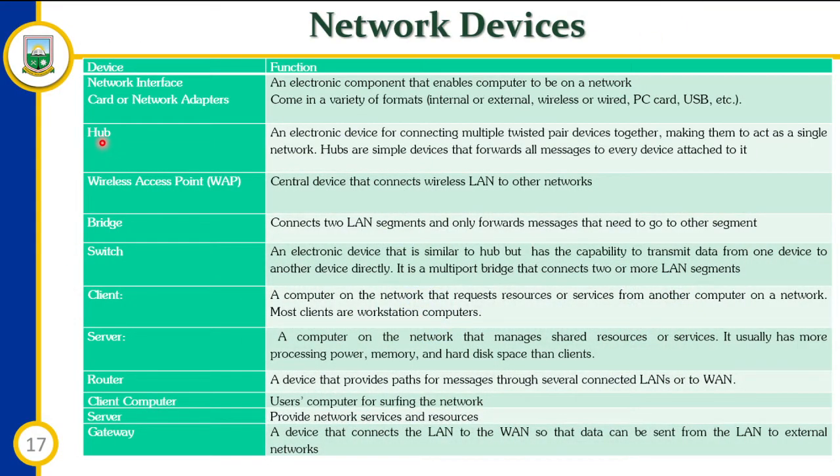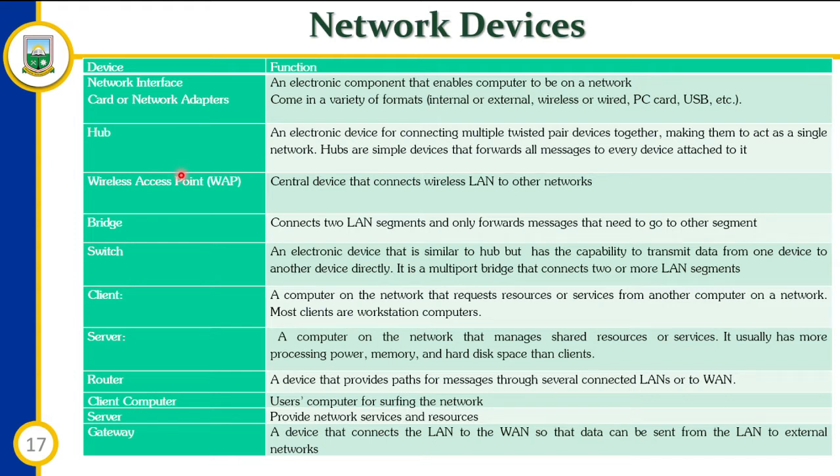All right, so the next one is the hub. I'm sure most of you might have heard of a hub. So when we say a hub, of course, we are still talking about network devices. A hub is an electronic device for connecting multiple twisted pair devices together, making them act as a single network. So hubs are simple devices that forward all messages to every device attached on the network.